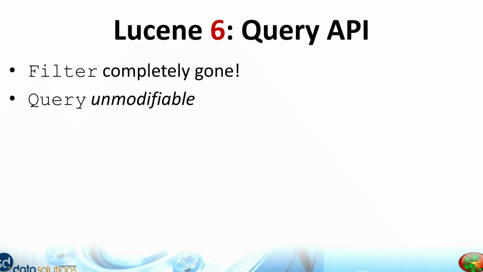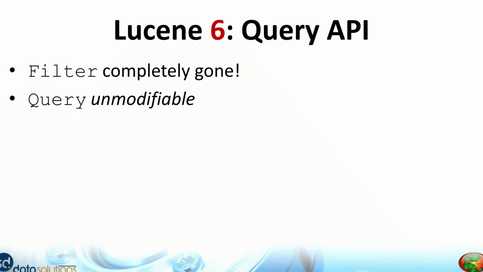And the other change, as noted before, is that the filter class is completely gone in Lucene 6. So this one does not work anymore. You have to change to Boolean queries. All queries are now unmodifiable. The reason for that is that when you want to cache queries, you have a problem if you're using the query as a lookup key to find the cached values, and somehow this changes suddenly. So because of that, all queries are unmodifiable now.